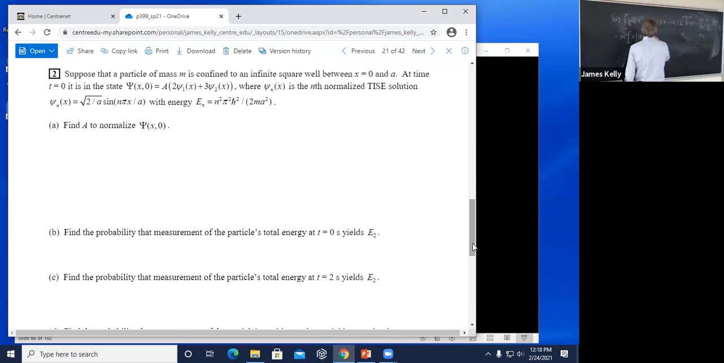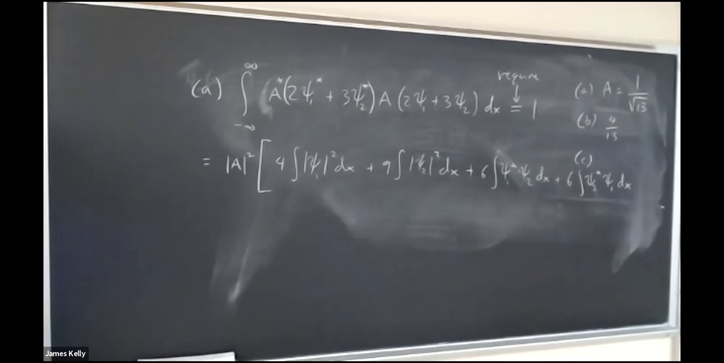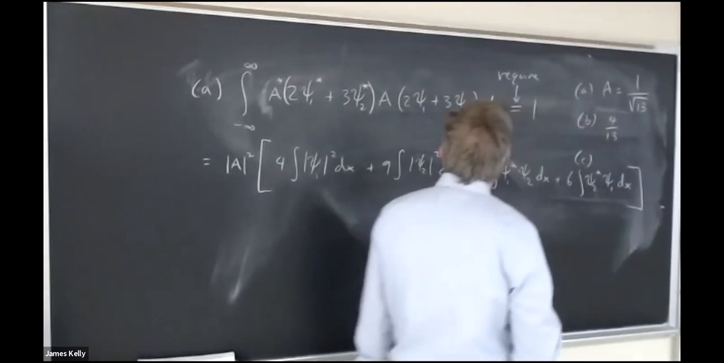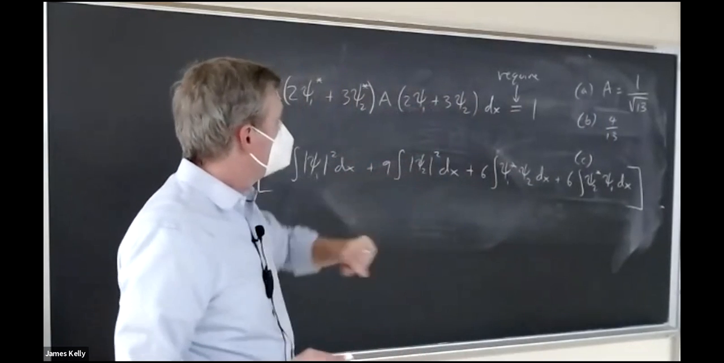Let's do the last one. Plus 9 times the integral of the magnitude of psi 2 squared dx. Now let's do outer. That would be 2 times 3 is 6 times the integral of psi 1 star psi 2 as functions of x. And then inner will also be 6 times the integral of psi 2 star psi 1 dx. Okay, so all of that stuff I've just multiplied this out and then distributed over the 4 integrals.